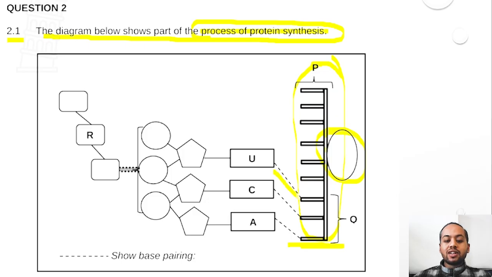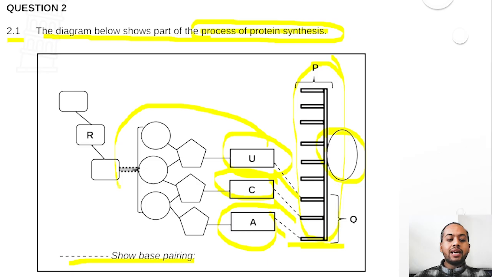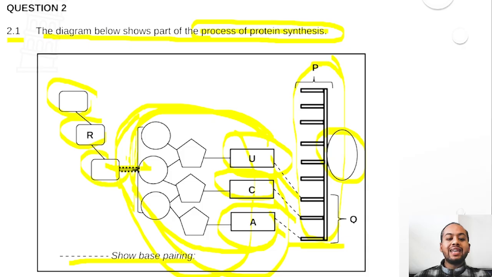We see that we have dotted lines here, and these dotted lines refer to base pairing. You have nitrogenous bases uracil, cytosine, and adenine, but they are coming from a major structure here. This is the nucleotide, but they are coming from a T-shaped structure, referred to as tRNA. This is the nucleotide of the tRNA. And here you are going to have all your amino acids of the tRNA.